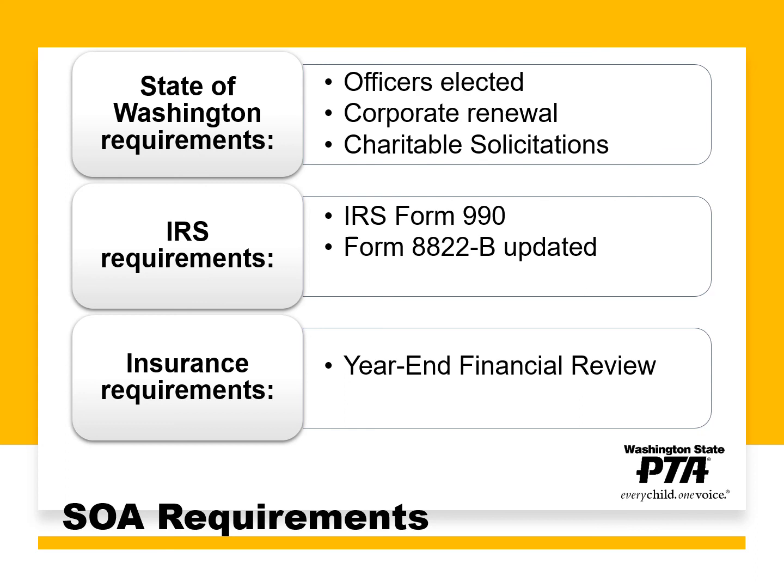The IRS has two important requirements that you should be aware of. The first is the annual filing of the IRS Form 990. This is due no later than November 15th of each year. Form 8822B is a change in responsible party. Within 60 days of a change in the primary officer for the PTA, this form should be filled out and submitted to the IRS.